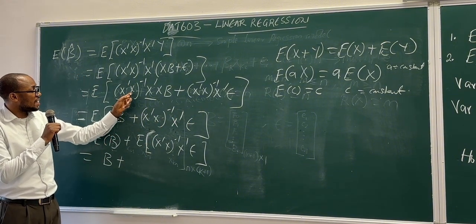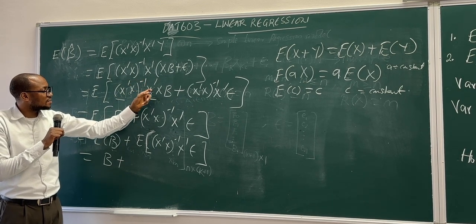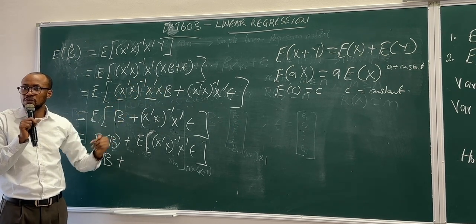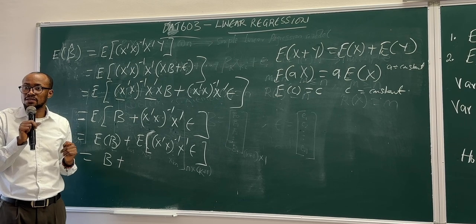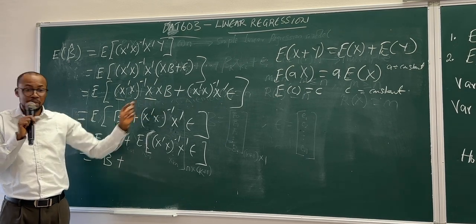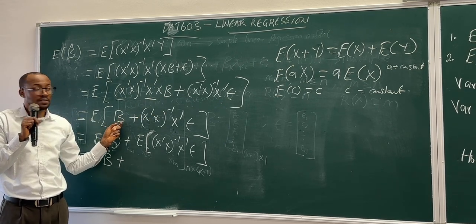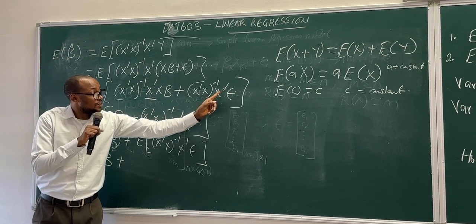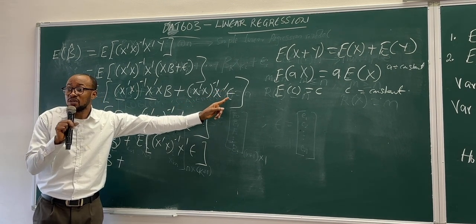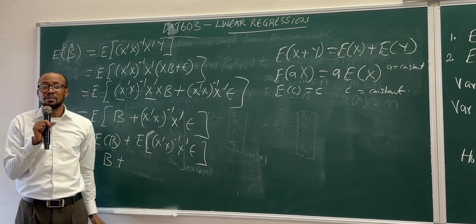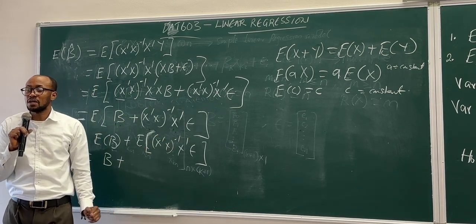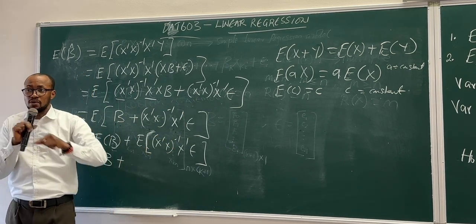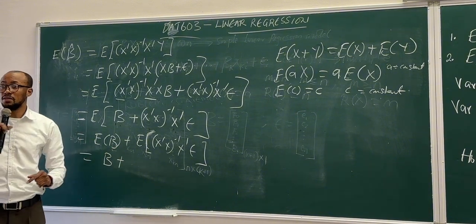X transpose X inverse times X transpose X is going to give you the identity matrix, which is 1. Then it will leave B alone, right? But here we can't do the same because there is no X to complete it. If there was an X here, E would have been left alone, right? But it's not complete. Did you get it now? Okay, all right. Let's proceed.